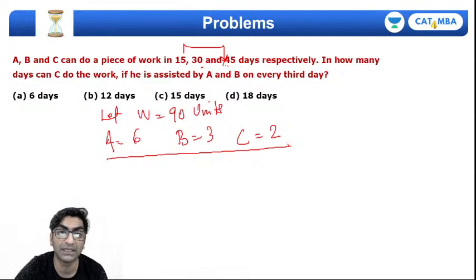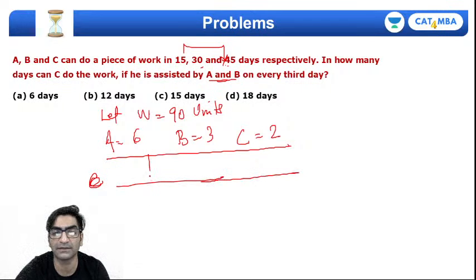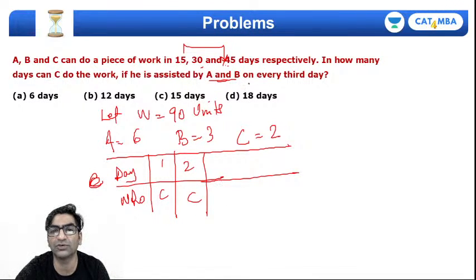So C works if he is assisted by A and B on every third day, right? So now think about what happens. First day, right? Let me make a table like this, right? Day versus who? Right? So on day 1, C will work. Day 2 also C will work. It's only on the third day that A and B will join.